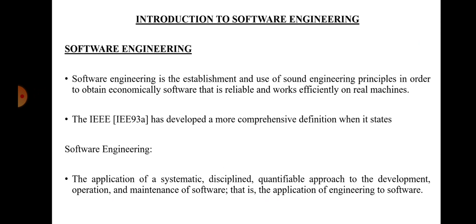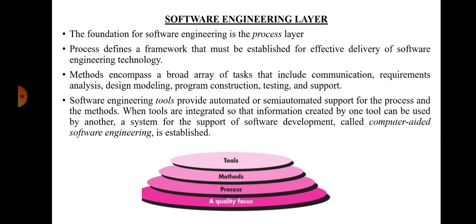Software engineering is the establishment and use of engineering principles in order to deliver the actual software product, which is reliable and efficient, working on real machines. The IEEE standard has developed the standard definition for software engineering, which is the application of a systematic, disciplined, quantifiable approach to the development, operation and maintenance of software, which is the application of engineering to software. This is the definition of software engineering.